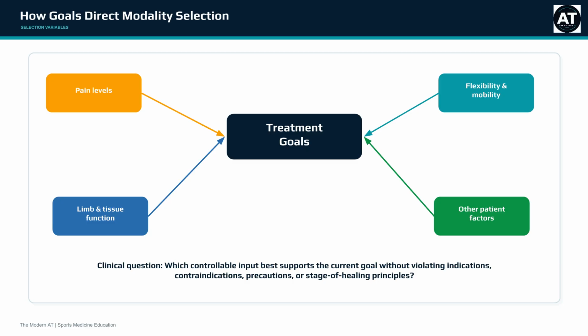Treatment goals guide which modality, if any, is appropriate. A pain goal may require a different input than a mobility, tissue function, or flexibility goal. Patient factors also influence the decision. Sensation, circulation, skin integrity, irritability, medical history, preferences, and prior response can all change the safest choice. The clinical question is which controllable input best supports today's goal without violating indications, contraindications, precautions, or stage of healing principles. If no modality improves the plan, active care may be the better choice.